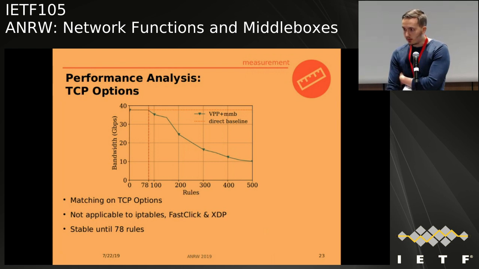And finally, we tested the TCP option parsing scenario, where we match on randomly generated TCP option kinds. It is not applicable to iptables nor FastClick, because FastClick doesn't support it, and we couldn't manage to push it into XDP in a modular enough way. This is probably possible, but not comparable to MMB. So we only evaluated MMB here, and we found that it is stable with up to 78 different TCP options, which realistically is fairly enough.